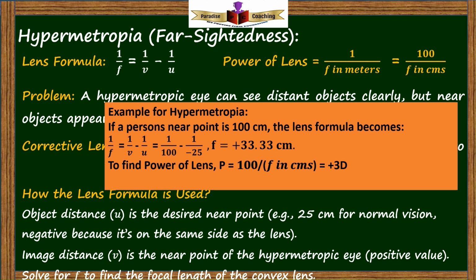Example for hypermetropia. If a person's near point is 100 centimeters, the lens formula becomes: object distance U is the desired near point, i.e. 25 centimeters for normal vision. Image distance V equals 100 centimeters is the near point of the hypermetropic eye. Calculate F and then the power of the lens.